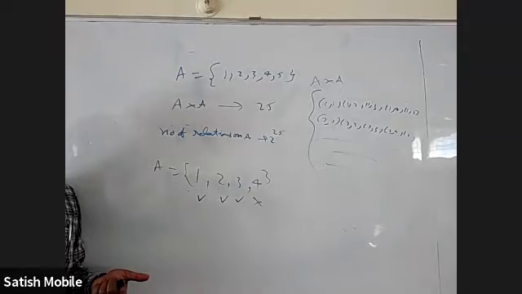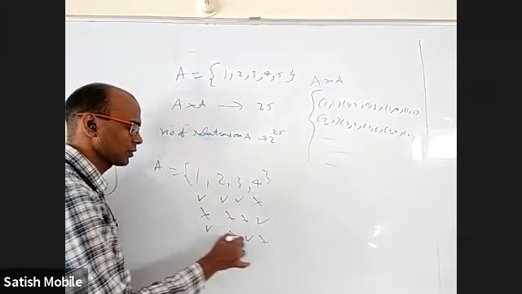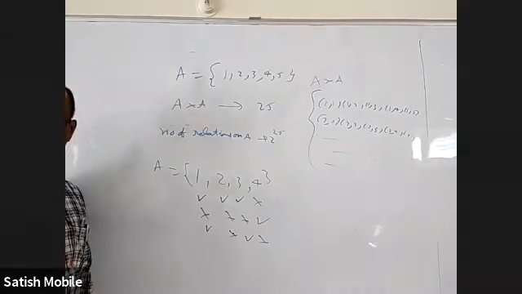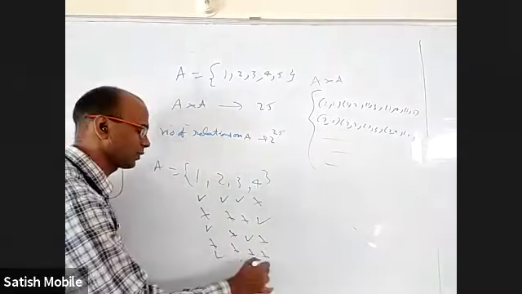I selected a subset. What is that? 1, 2, 3. If I write it like this, 1, 2, 3 and only 4 is crossed. If I kept a tick here and here, it is another subset, which is 1, 3. If I cross everything, it is the null set. If I tick everything, it is the original set.